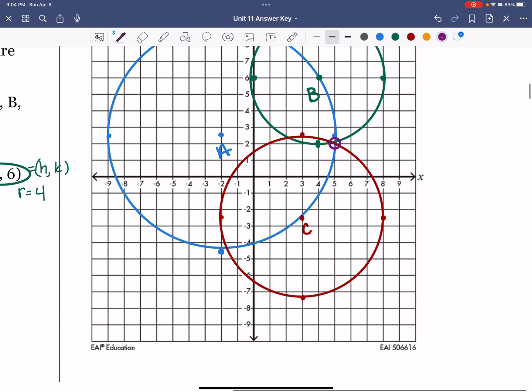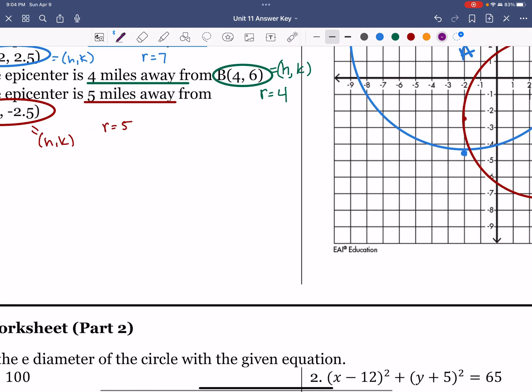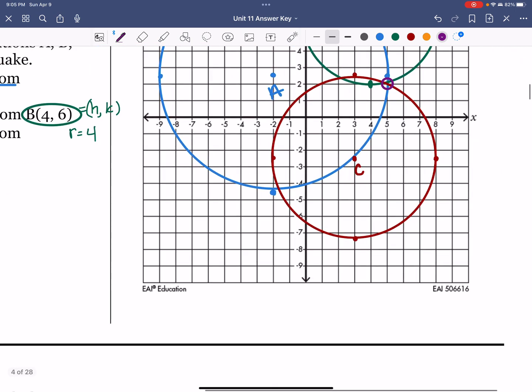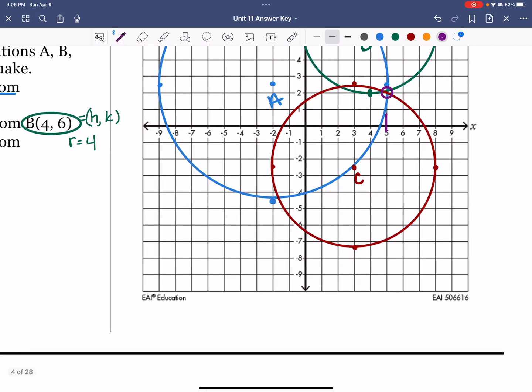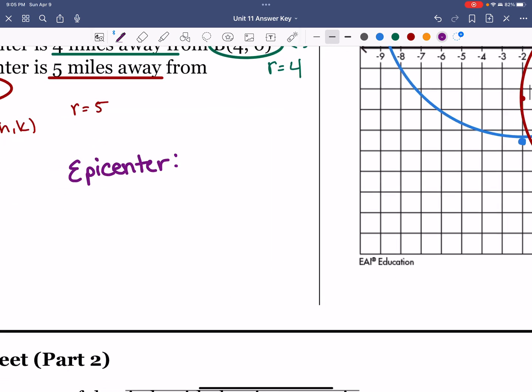In this case, I'm going to only use my whole numbers because since I am not 100% accurate on graphing this or creating my circles, I'm going to make a very good guess, and most likely it's going to be a whole number. So we're saying that the epicenter is at 5, 2 on my graph. So the epicenter is at 5, 2. And this would be my final answer.